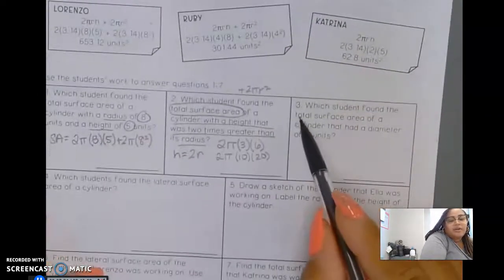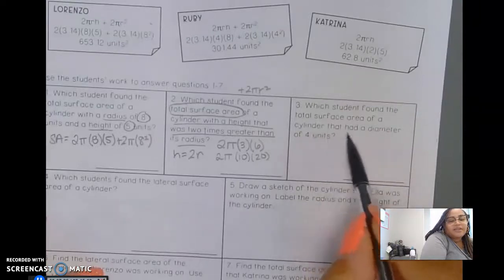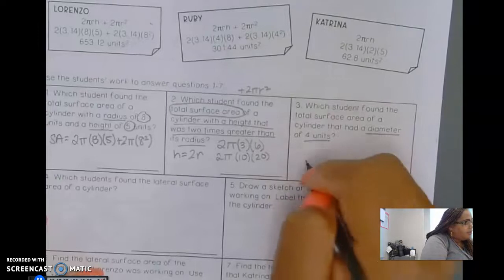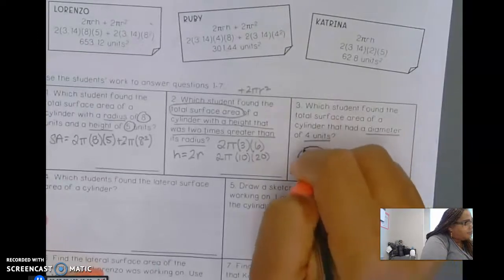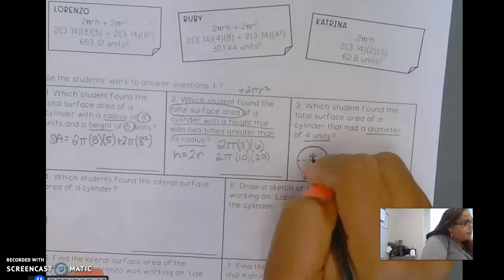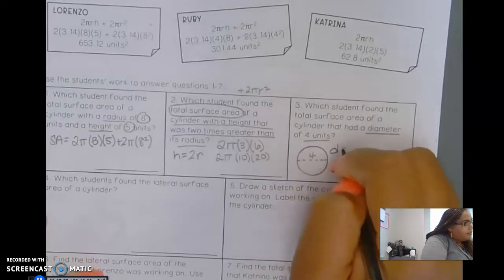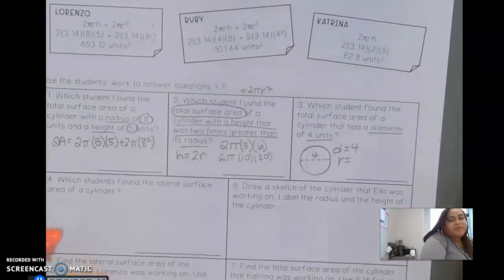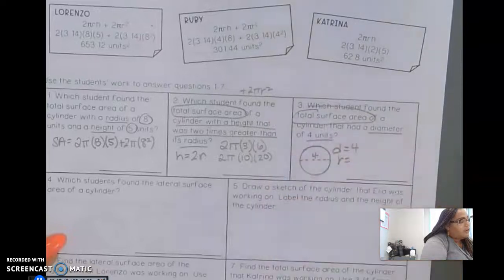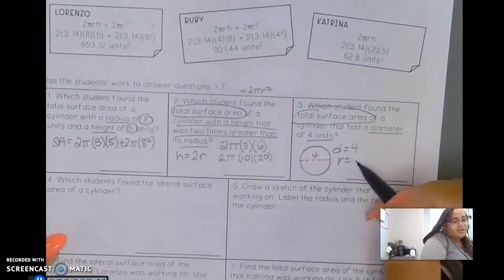Number 3, which student found a total surface area of a cylinder that has a diameter of 4 units? Diameter of 4 units. That means my diameter is 4. What is my radius? Find the student who found the total surface area with that radius that you calculate here.